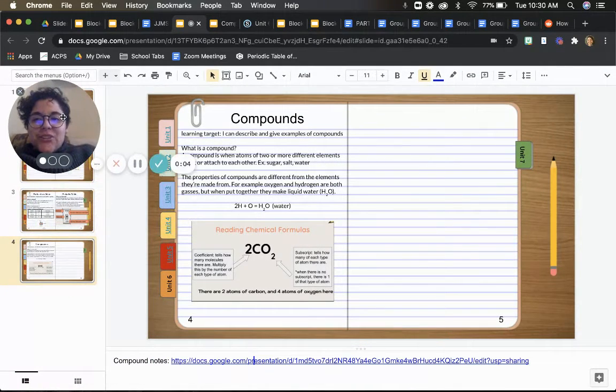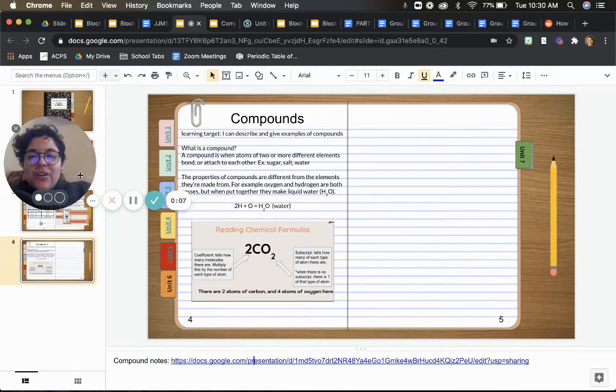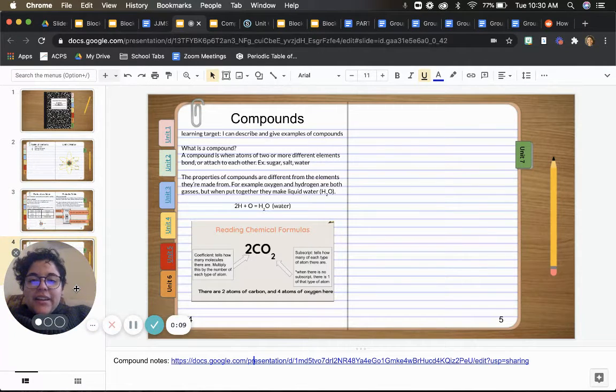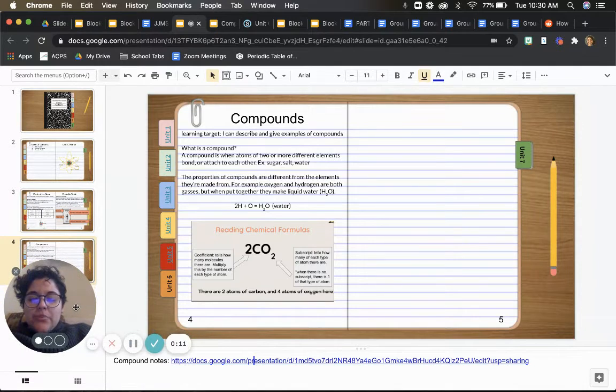Hi everyone, today we're going to take notes on compounds. So our learning target for today is that I can describe and give examples of compounds.